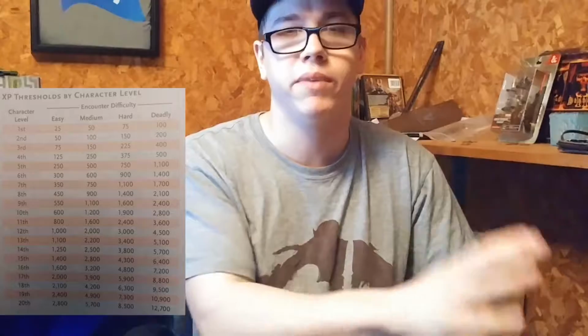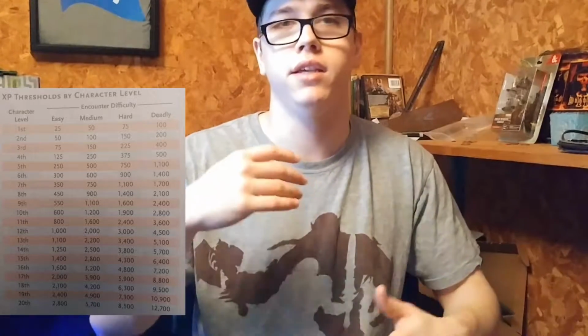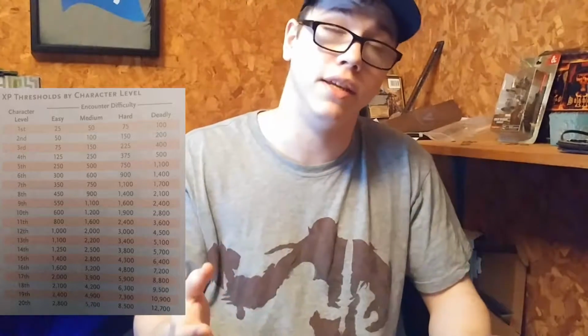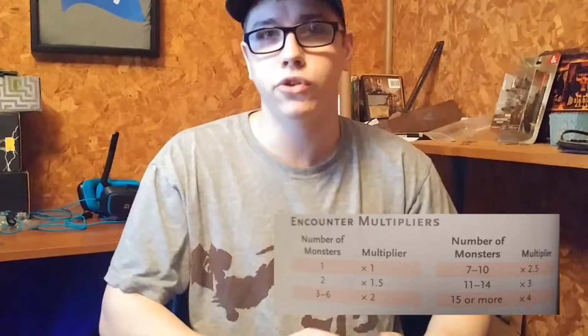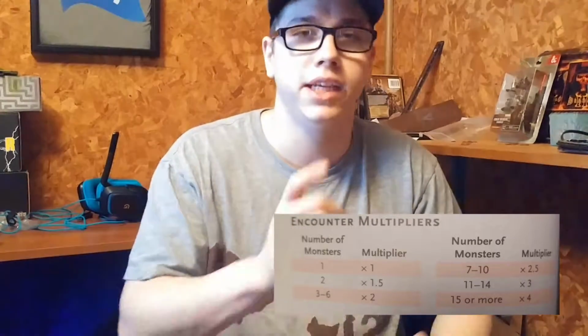Now, on page 82 of your Dungeon Master's Guide, there are a couple of charts. It's called the XP threshold charts for encounters. There is a big one that goes from level 1 to 20, and it goes from easy to deadly, which is the difficulty of the overall encounter. To the bottom right of that, there should be an encounter multiplier table that we will get to in a little bit.